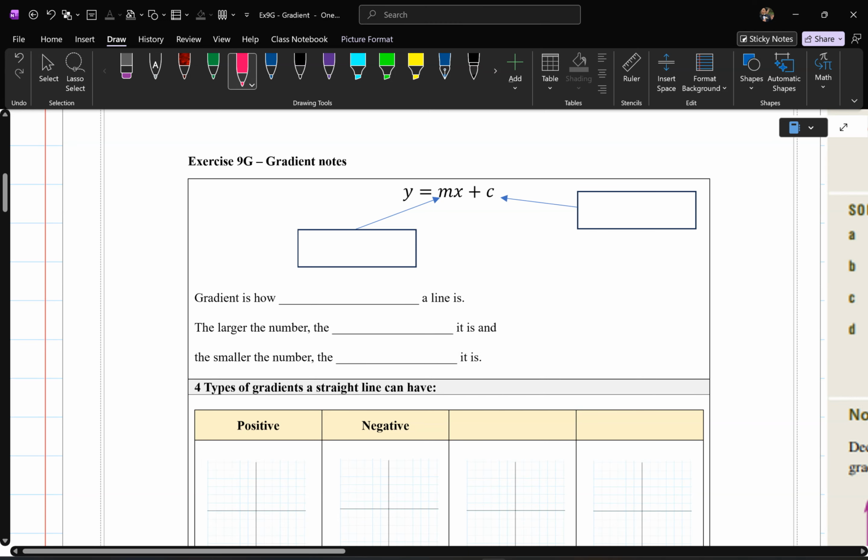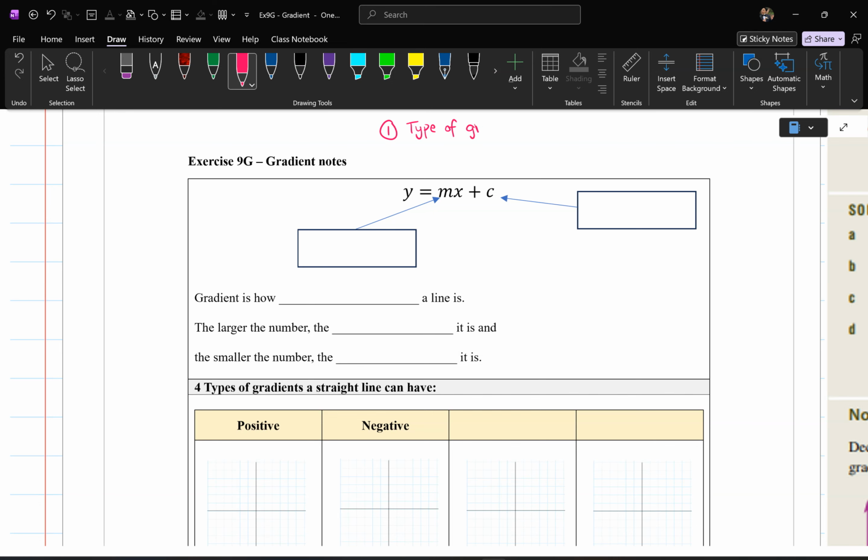Your two goals today: number one, you need to be able to tell the types of gradients. There are only 4. Number 2, calculate the gradient. Ready? Thanks. Two things to do.